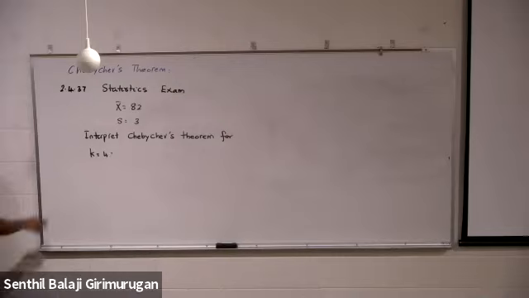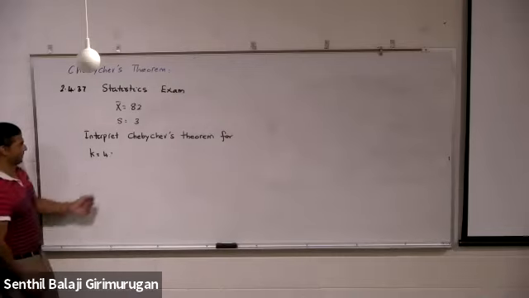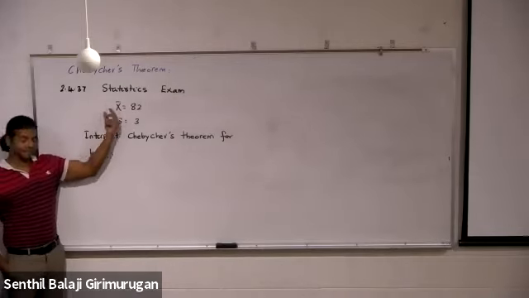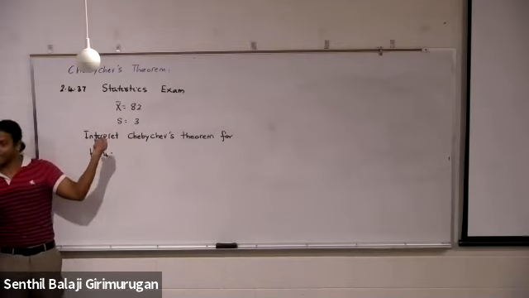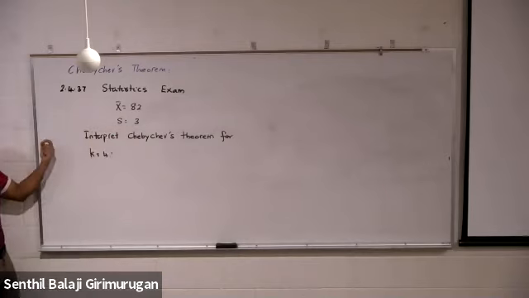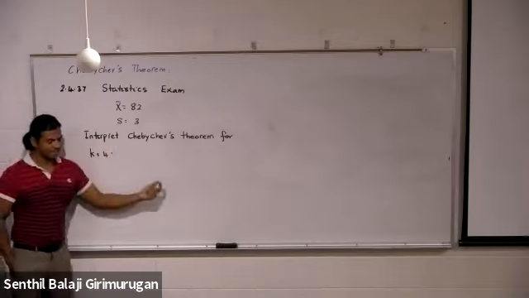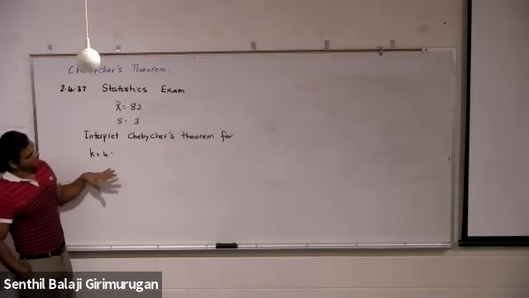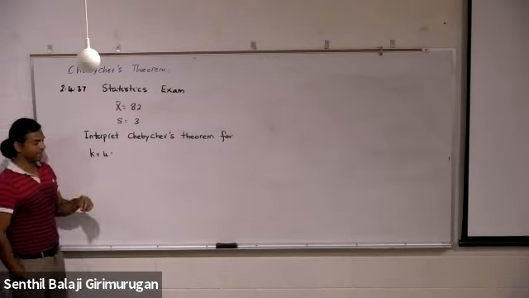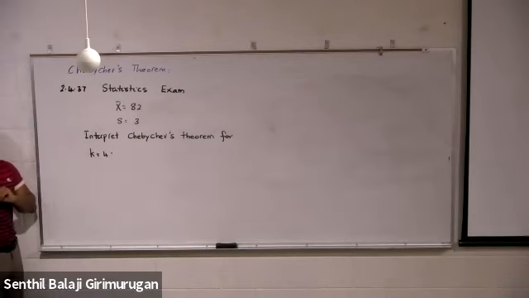So we have a statistics exam. The average is 82. The standard deviation is 3. I hope this is the case next week. We do realize that there is an exam coming. So we want to interpret Chebychev's theorem for k equals 4. I'm going to give you a second, and you can do the calculation and give me your interpretation.